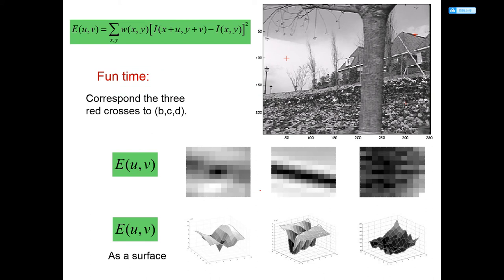And that's basically just to check your understanding now. What do you expect if I have a point here and here, what do you think EUV is supposed to be?